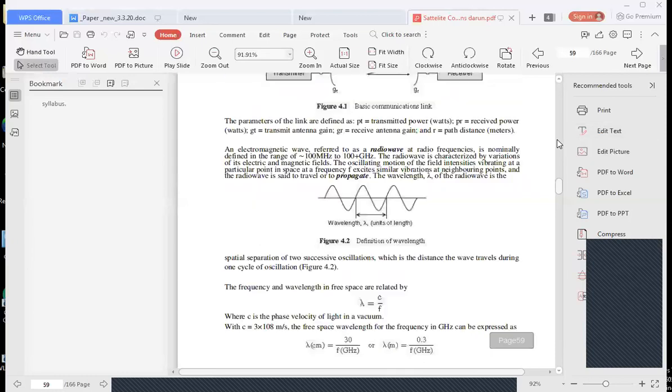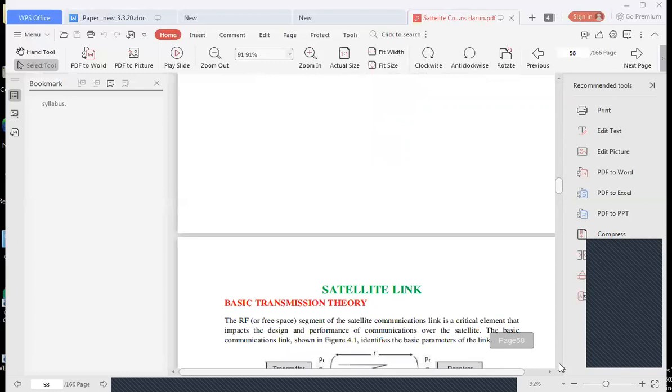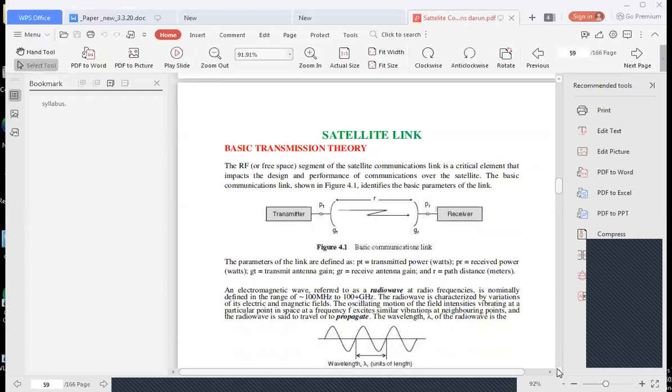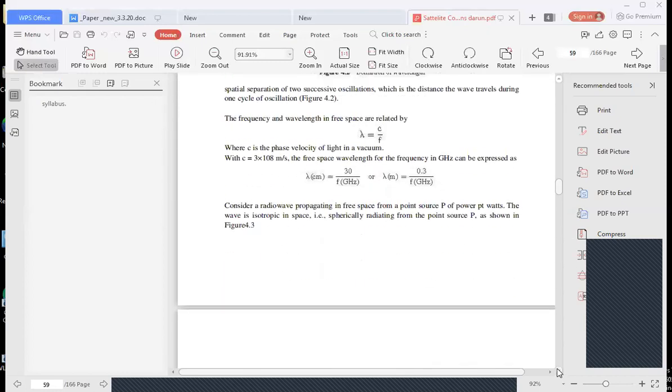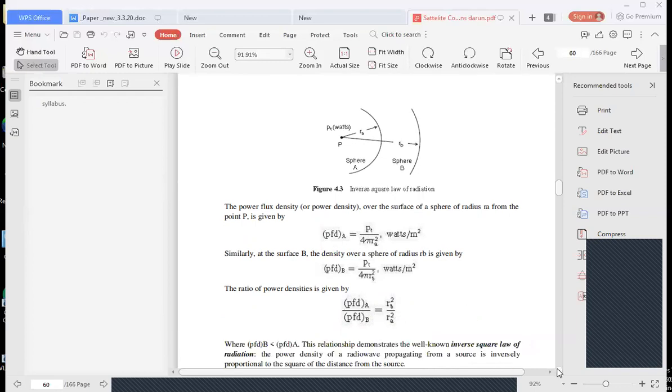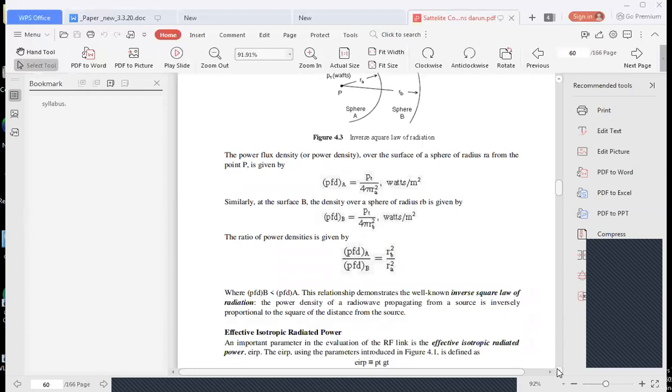Again you recall this model of transmitter. Here it is the transmitter, PT is the transmitted power, GT is the transmitting antenna gain, R is the distance, PR is the received power, GR is the gain of the receiving antenna. Now next point you should remember, the relationship between the radius and the power, given by the PFD: with the distance from the transmitter, the PSD is reduced.